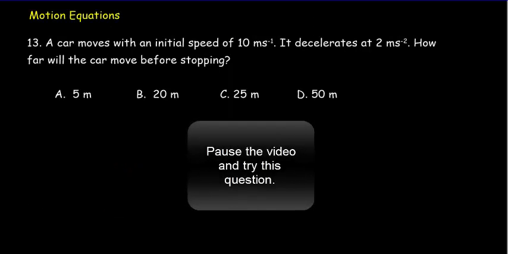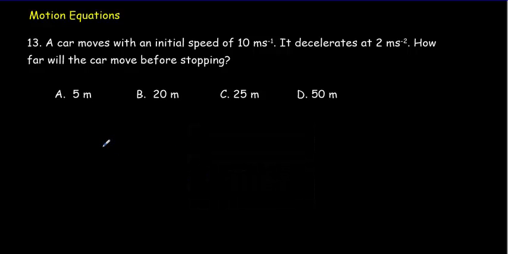Let's look at some questions involving the motion equations. Pause the video, try the question, come back for the answer. So two things that we can figure out really quickly here. One would be the average speed. We know that it starts at a speed of 10 meters per second, and then it comes to a stop. So its final speed would be 0. So its average speed has to be halfway in between 10 and 0. So the average speed, well, 10 plus 0 divided by 2 is 5 meters per second.